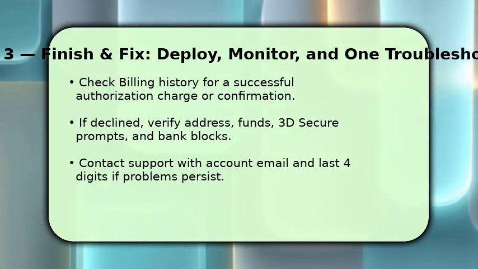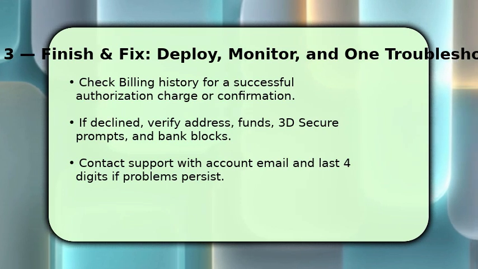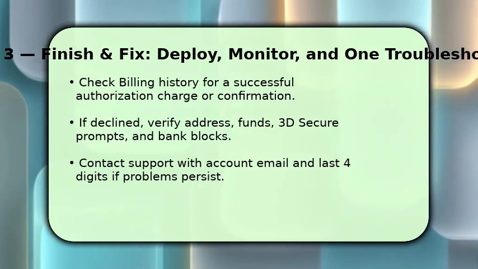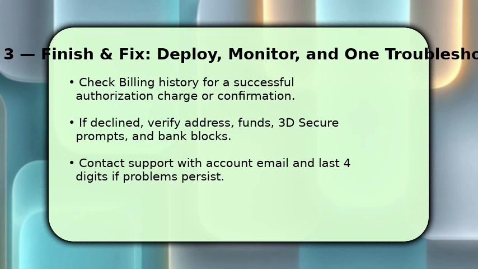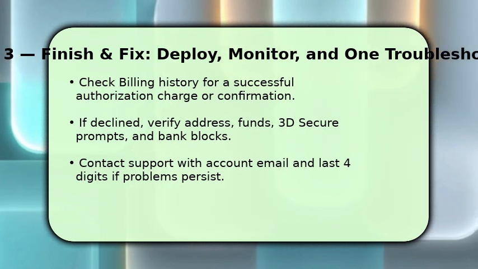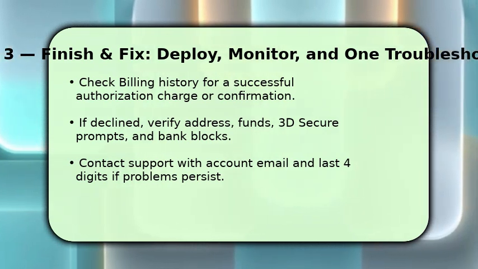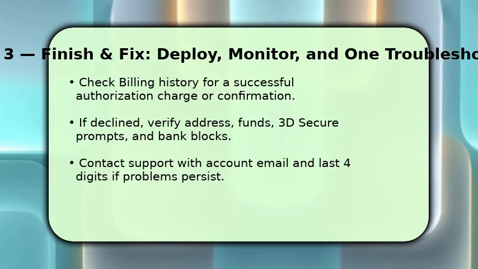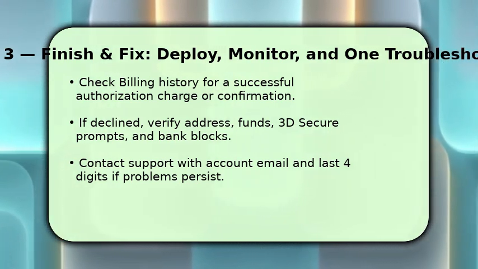If the payment fails, make sure the billing address, postal code, and 3D secure prompts were completed. Also check for bank blocks on streaming or online purchases. If you still can't update, contact YouTube TV support with your account email and the last 4 digits of the card. They can trace the error and restore service quickly.